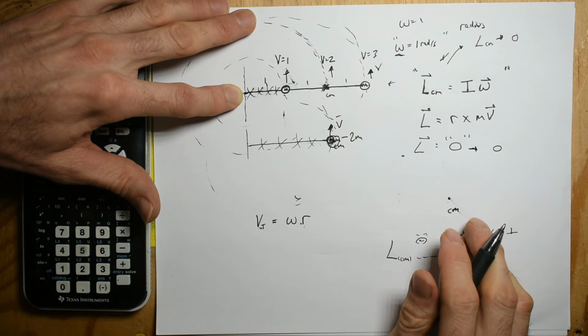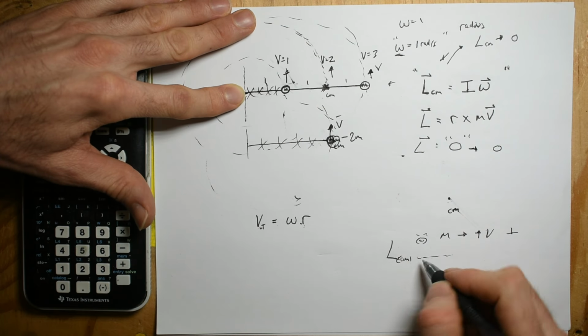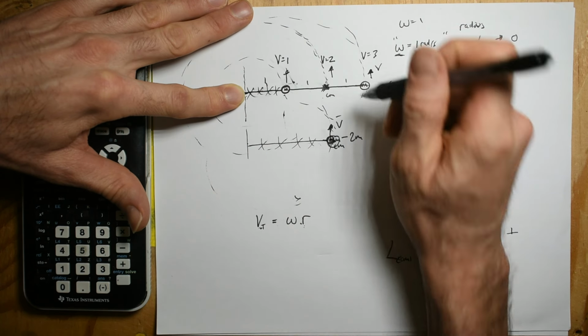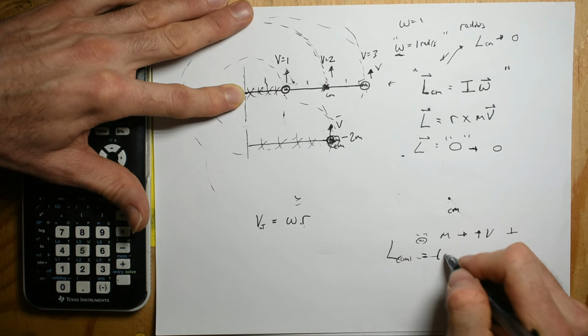Okay, so let's go back to this angular momentum about the center of mass. We're here. We have observed a mass, there's perpendicular, and so we're going to have a distance out to that mass of 1.